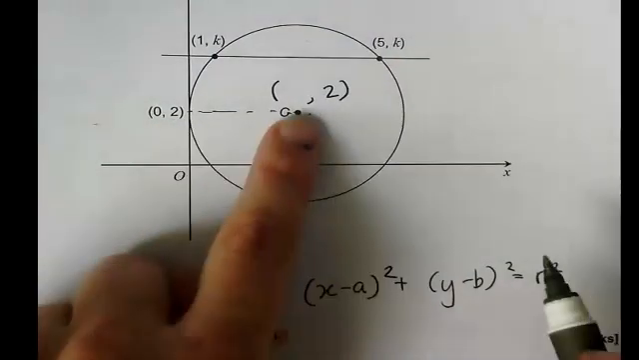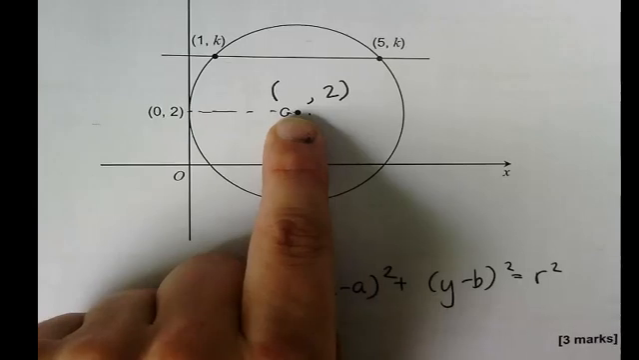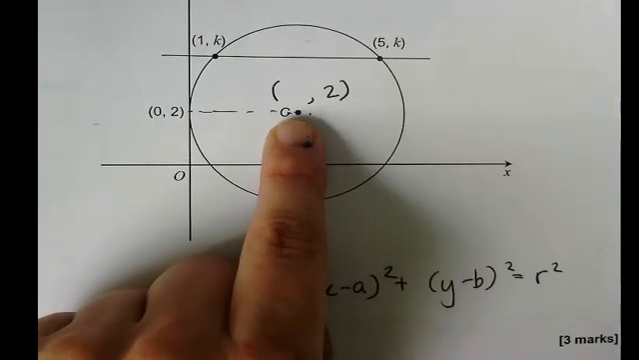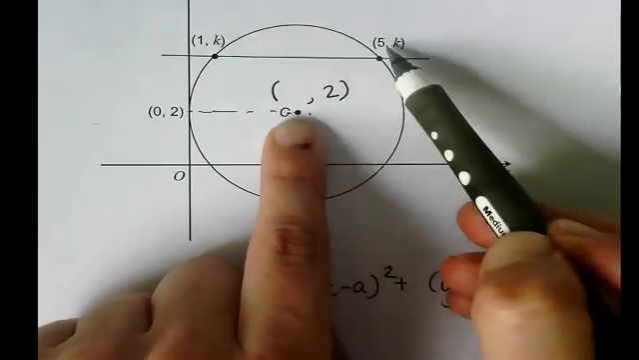I'm going to see if I can work out the x coordinate of here. The x coordinate is actually going to be equidistant between these 2 points.